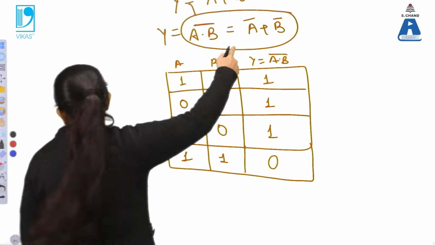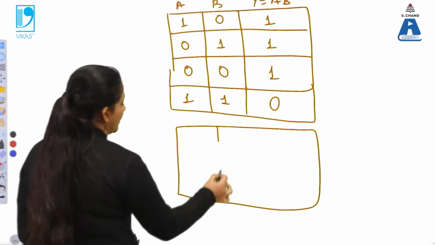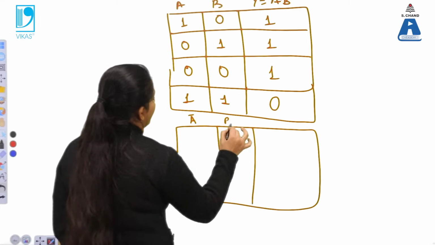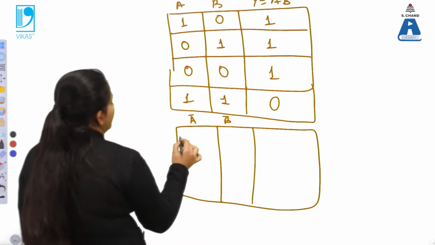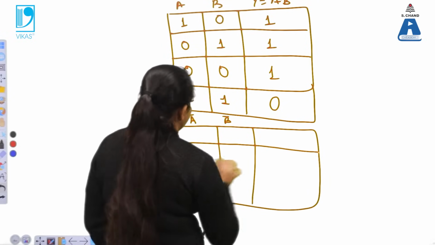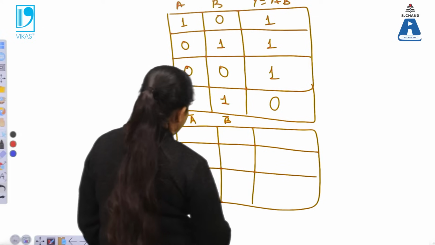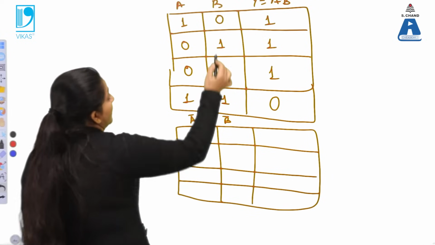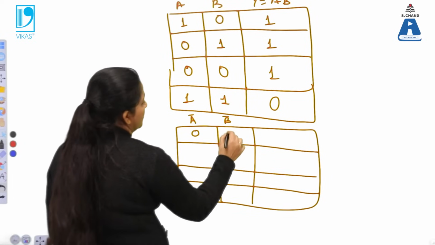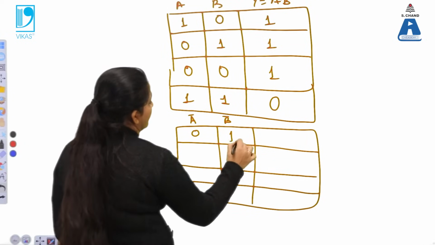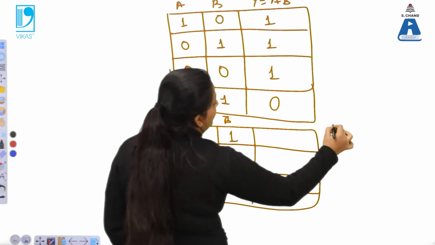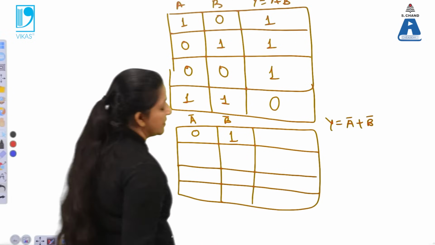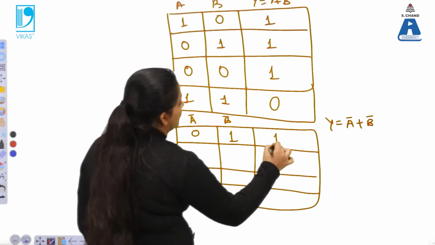Now make this table over here. Firstly calculate A inverse, then B inverse. Now A inverse of 1 is 0, and B inverse of 0 is equal to 1. Again, that is A inverse plus B inverse. Again we will get 1 over here.